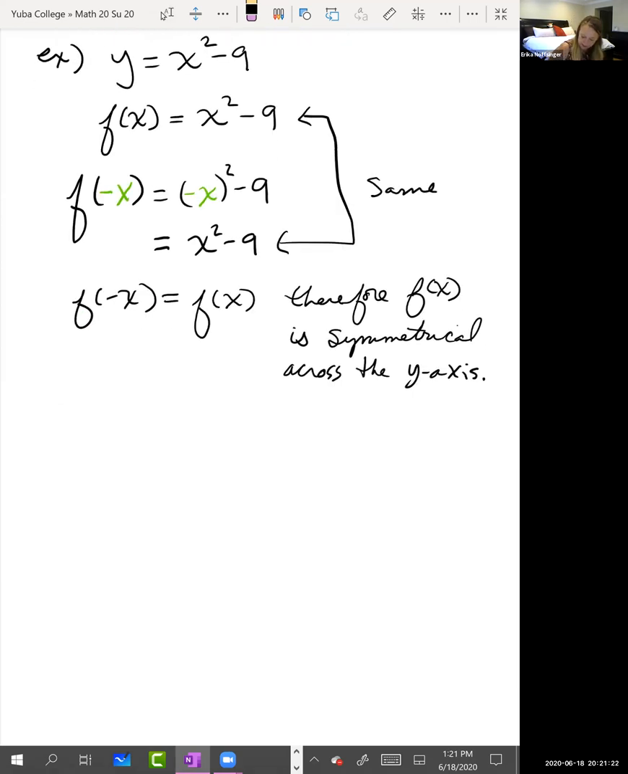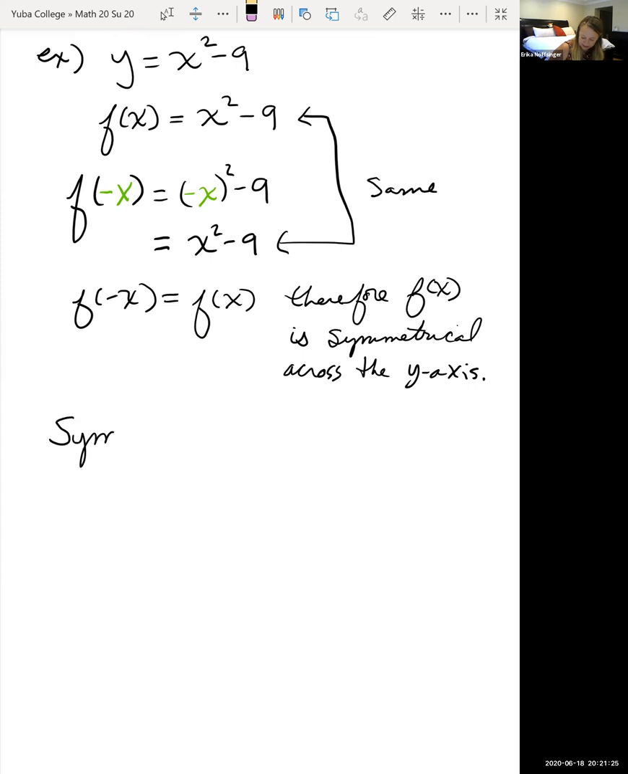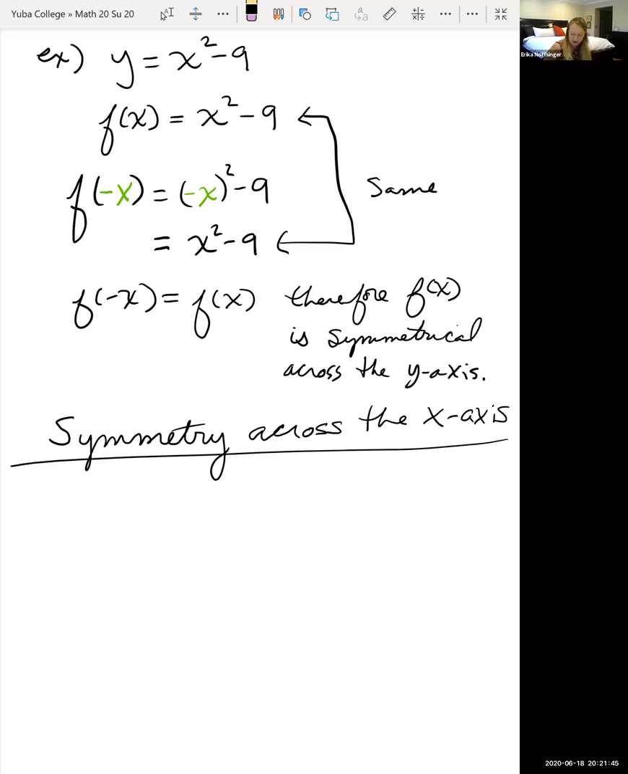Okay, so to be symmetrical across the x-axis. So if we have a graph and something is symmetrical across the x-axis, basically think of it as if you folded your paper on the x-axis, there would be a mirror image of the graph. They would lie on top of each other.